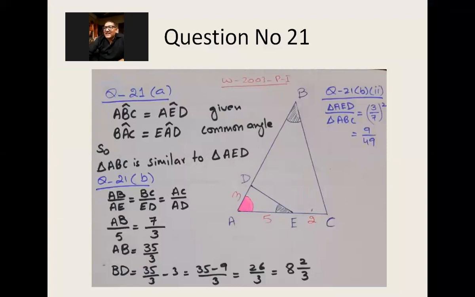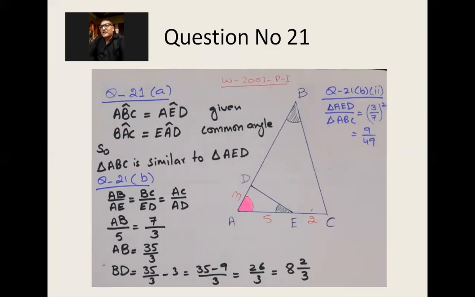Let me increase the size. The whole question is showing on your screen. Have a good look at this question. The A part was easy, but in the B part, when you have to find out the value of the BD, that is not a straightforward question, because the BD you cannot find out directly. First of all, you have to find out the value of the AB, and then from the AB you subtract the value of the AD, then you got the value of the BD.